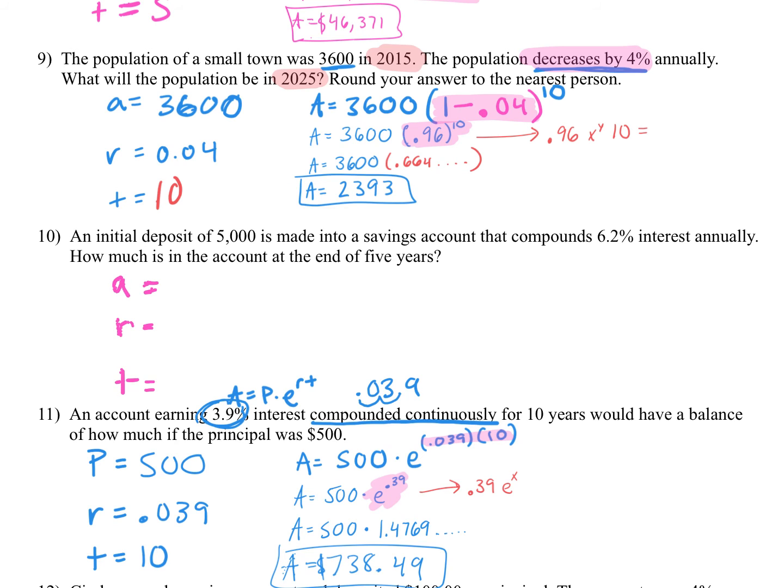So what's our starting amount? 5,000. What's our rate? 0.062. And what's our time? 5 years, so 5. So we plug it into our formula. A is equal to 5,000 times 1. We're increasing here, so plus 0.062 raised to the power of 5.